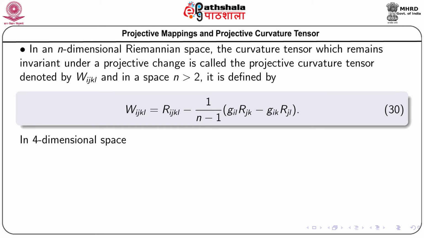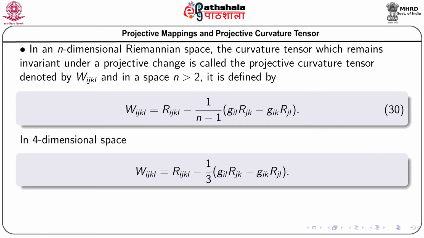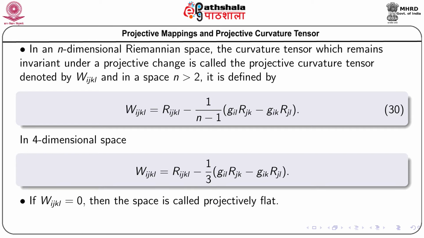So, for 4 dimensional space, because in our application of differential geometry, mainly for the general theory of relativity and special theory of relativity, we consider the 4 dimensional space, the expression becomes this one: W_ijkl equals R_ijkl minus 1 by 3 (g_il R_jk minus g_ik R_jl). Now, if this W_ijkl equals 0, then the space is called projectively flat.